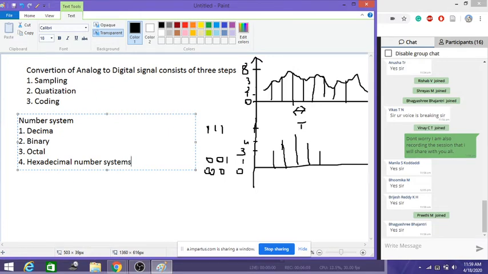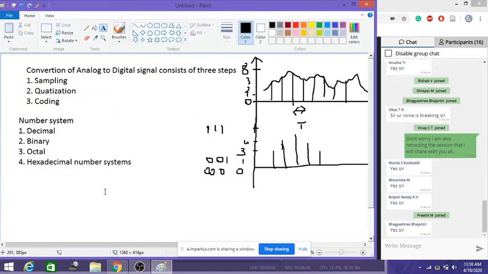So these are the different number systems. Sorry, I missed one letter here. So this is decimal, binary, octal, and hexadecimal number systems. We're going to talk about these individually, and then we will see the conversion of decimal to binary and each of these conversions. Okay.